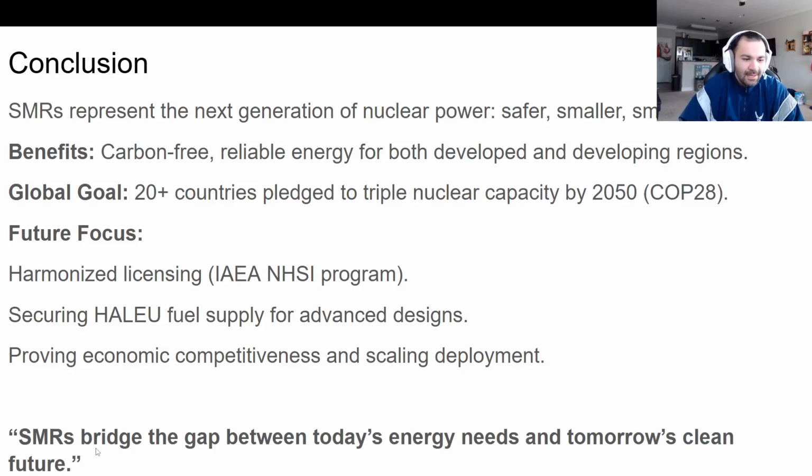SMR bridge, okay. I just made a note down here, in the parentheses, to say what I need to say: SMRs bridge the gap between today's energy needs and tomorrow's clean future, right? That's summarized quite well. I think nuclear is the future. It's definitely not solar or wind. They just don't generate enough power, the sun goes down at night, and the wind does not always blow, right? Nuclear power can always generate power.